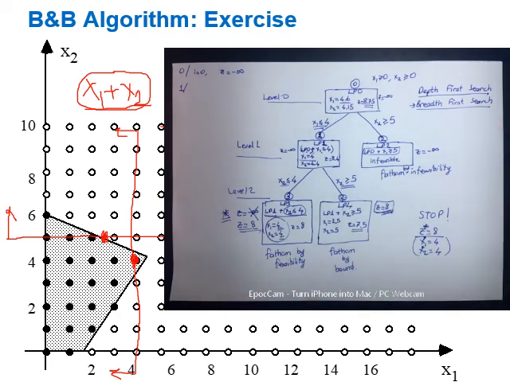Okay, so this is the end of the solution of this problem with the branch and bound tree. And this is the end of this video tutorial. It is already more than 1 hour. We will continue our discussion on this in the following tutorials.